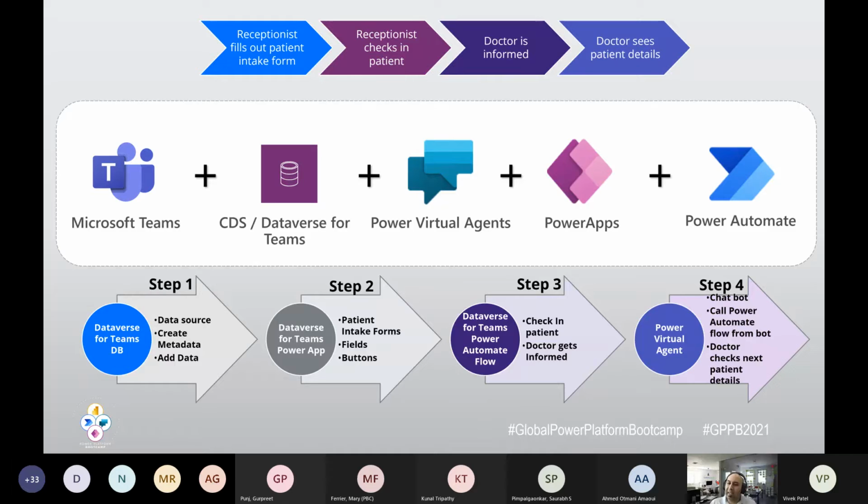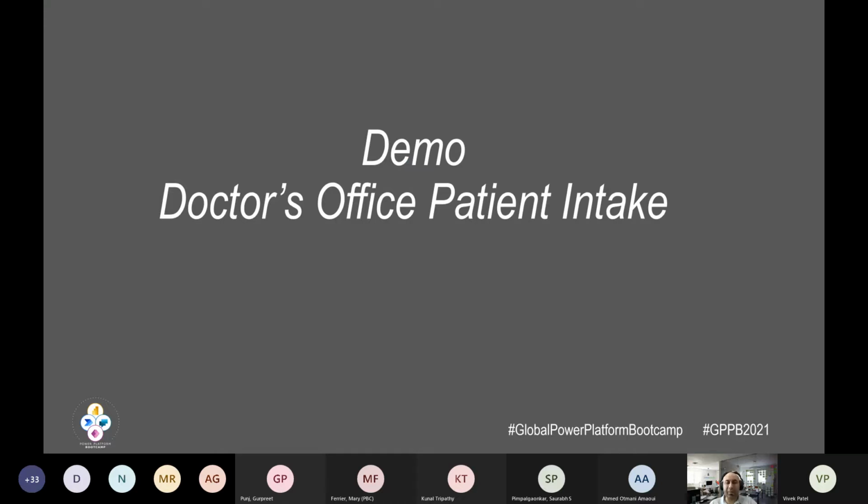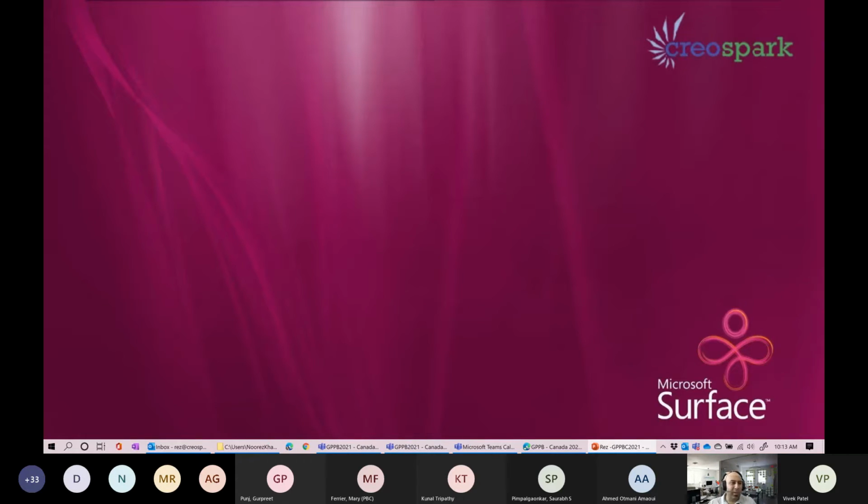And then lastly, hopefully we have time for this, we want to create a Power Virtual Agent where the doctor can just go to a chatbot and ask who's the next patient, and the system will give them the next patient details. So it's a pretty simple scenario, but it highlights a lot of the functionality that comes with Dataverse for Teams. So let's get right into this.